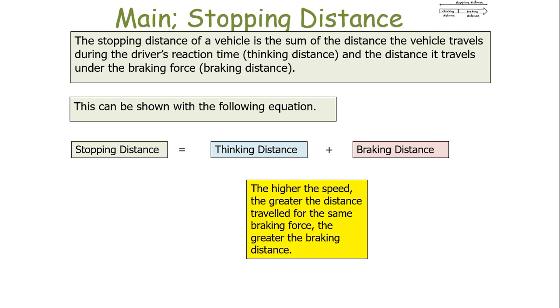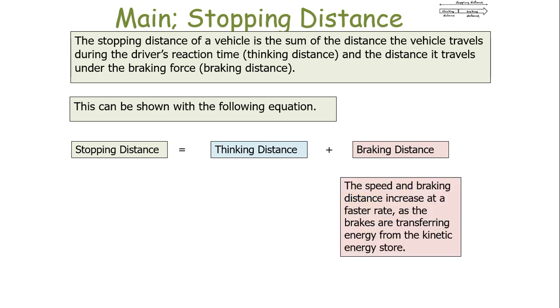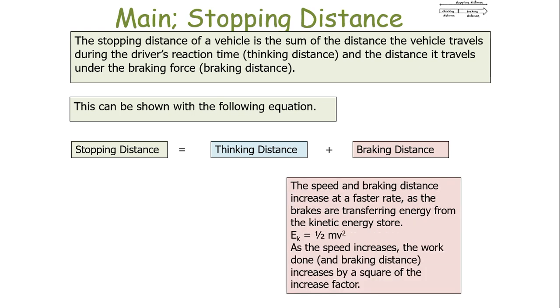Now, the higher the speed, the greater the distance traveled for the same braking force, so therefore the greater the braking distance. However, the speed and the braking distance increase at a faster rate compared to the speed and the thinking distance, as the brakes are transferring energy from the kinetic energy store. And we know we can work that out from the equation a half mv squared. So what this means is, as the speed increases, the work done and therefore the braking distance increases by the square of that increase factor.